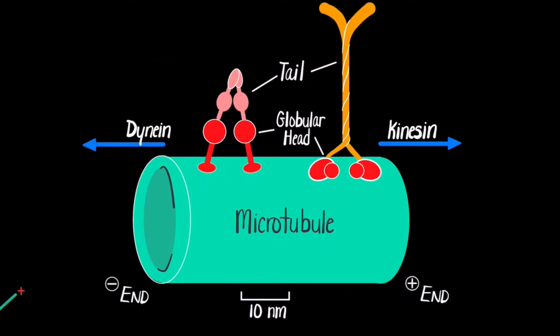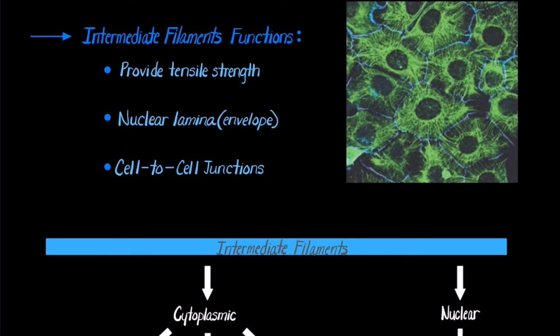Another important feature of microtubules is seen here. Kinesins and dyneins are microtubule-associated motor proteins that use the energy of ATP hydrolysis to move unidirectionally along microtubules. These proteins carry specific organelles, vesicles, and other types of cargo to particular regions of the cell. So now let's move on to intermediate filaments.